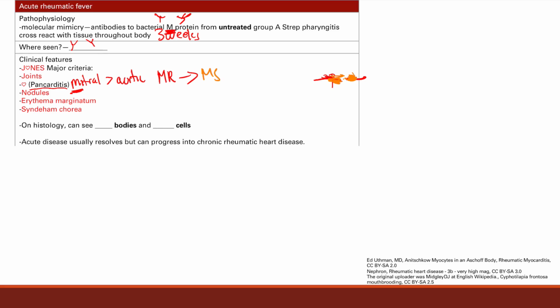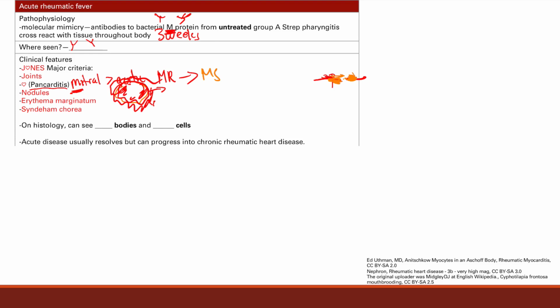All right, next is nodules, subcutaneous nodules, so little bumps under the skin. That's the N, and the E stands for erythema marginatum. That's a rash with a clearing center and an advancing edge. So you have a rash. Let's change it to red. You have a rash. Okay. The center is going to be clearing, and your edge is advancing, so it's spreading out that way.